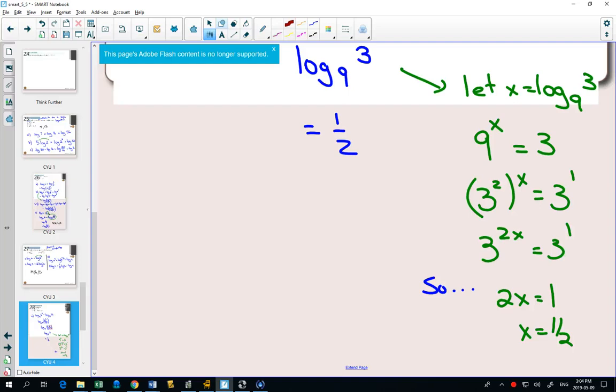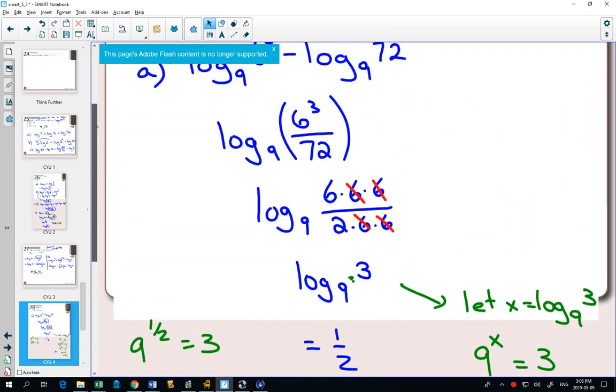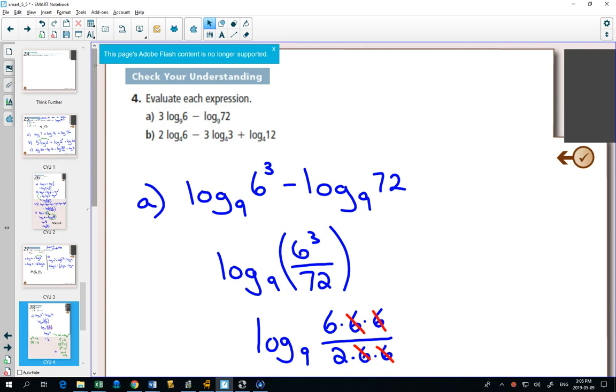But if you know that the square root of 9 is 3, and you know that a log is solving for an exponent, this is asking 9 to what exponent would be 3. 9 to the 1/2 equals 3. Write that off to the side. Do you agree with that? 9 to the 1/2 is equal to 3 because the square root of 9 is equal to 3. Okay, part A. So we couldn't do things directly, so we combined it as a single log to see if when it simplified, we could do it directly.